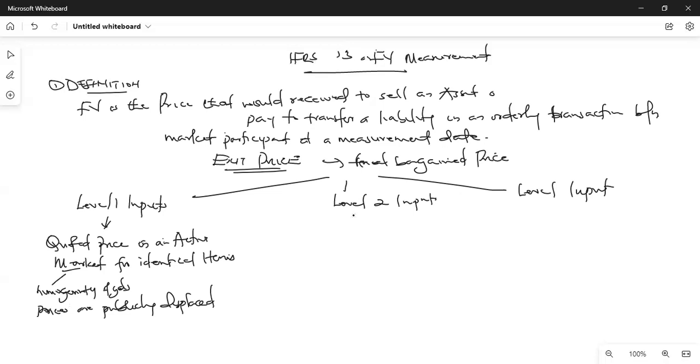Level two, the standard makes us understand, is the quoted prices of similar items, or similar or identical items, in an inactive market.